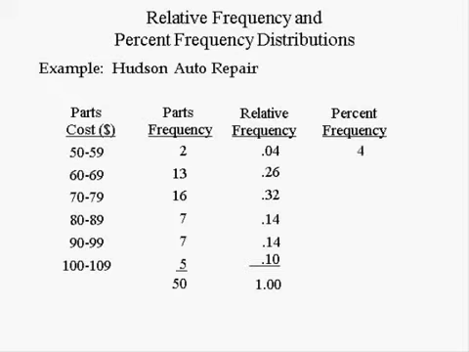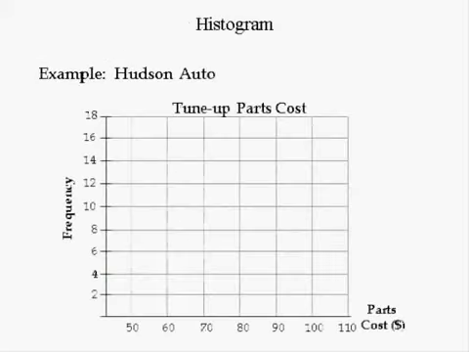The percent frequency of interval 50 to 59 is found by multiplying the relative frequency, 0.04, by 100, which is 4%. The percent frequency of interval 60 to 69 is 26%. The percent frequency of interval 70 to 79 is 32%. The percent frequency of interval 80 to 89 is 14%. The percent frequency of interval 90 to 99 is 14%. The percent frequency of interval 100 to 109 is 10%. The sum of percent frequencies always equals 100%.